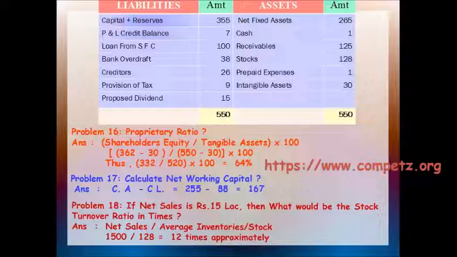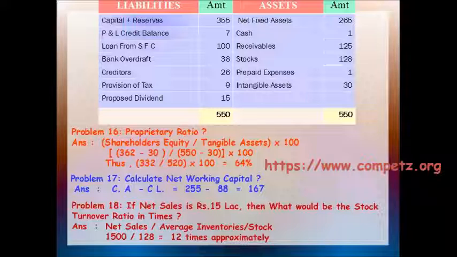So we will start with the formula. Proprietary ratio is equal to shareholders equity divided by total assets, or tangible assets, because most of them take total assets minus intangible assets. Anyway, the formula is the same: shareholders equity divided by total assets, multiplied by 100. So what is shareholders equity here, friends? Capital plus reserves in the liabilities 355, then your profit and loss account credit balance 7, minus your intangible assets 30.